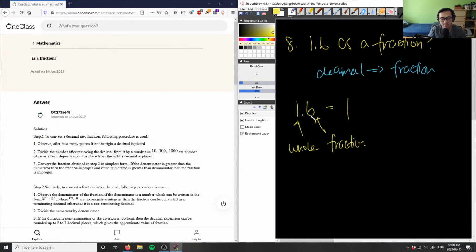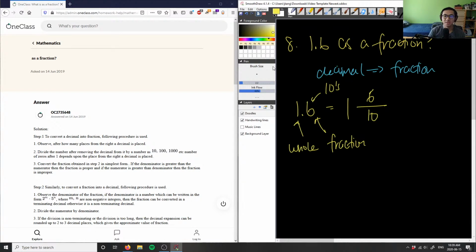And as you can see, this 6 lies in the tenths digit of a decimal. So if it lies in the tenths digit, I can say that the denominator is going to be 10, and the numerator is whatever is in the decimal place, which is 6. So this is 1 6/10.